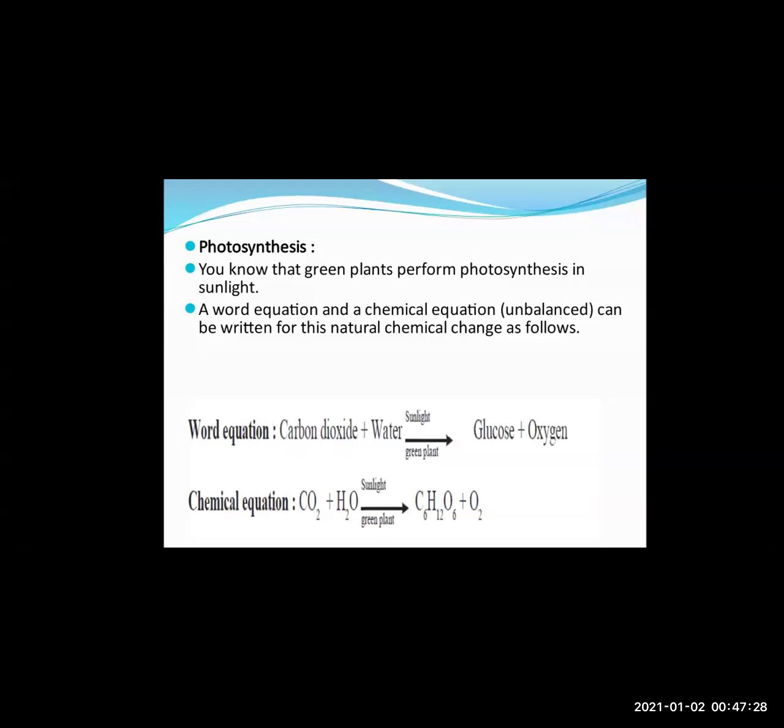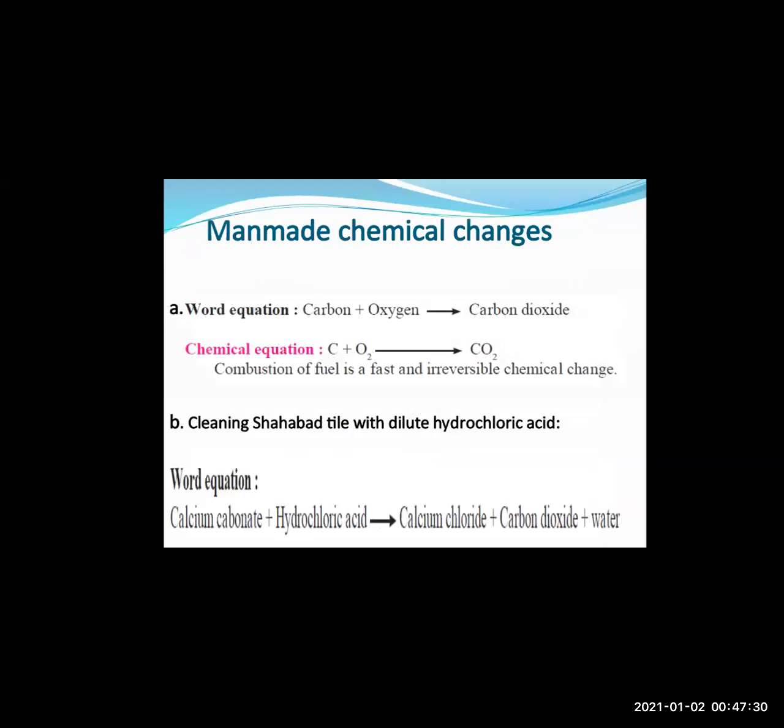Then next, there are some man-made chemical changes. Now, what are the man-made chemical changes? First is combustion of fuel. What is combustion of fuel? Whenever you burn things such as wood, coal, petrol, or cooking gas, some amount of energy is released from that. That energy comes from burning the fuel, which consists of carbon.